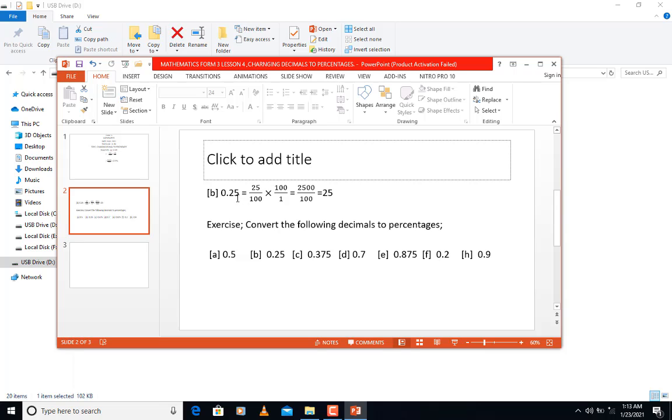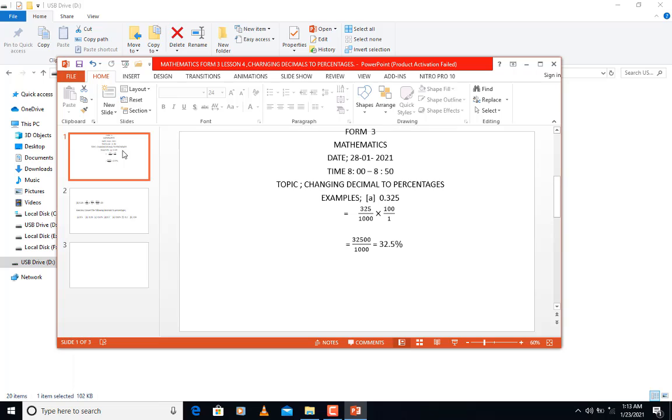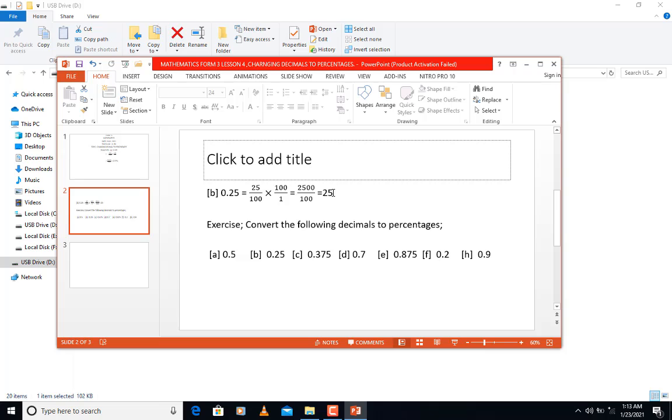Now, let's look at another example. 0.25 as a fraction is 25 over 100 multiplied by 100 over 1, which equals 2,500 over 100. Then your final answer is going to be 25%.